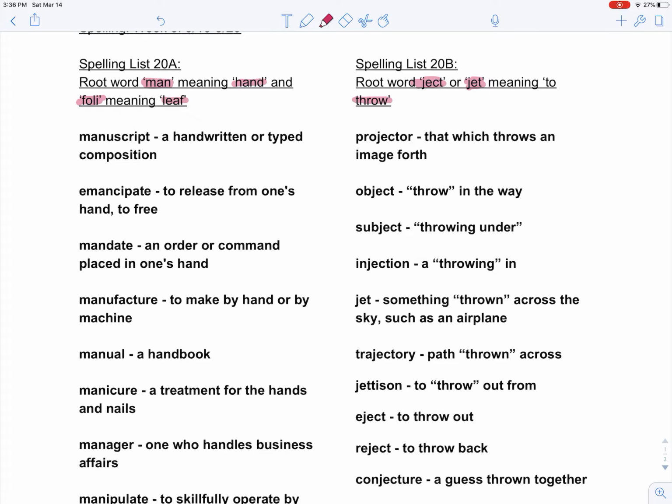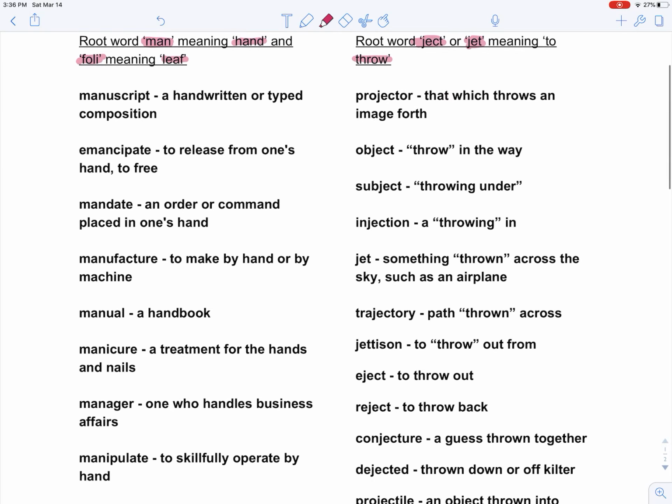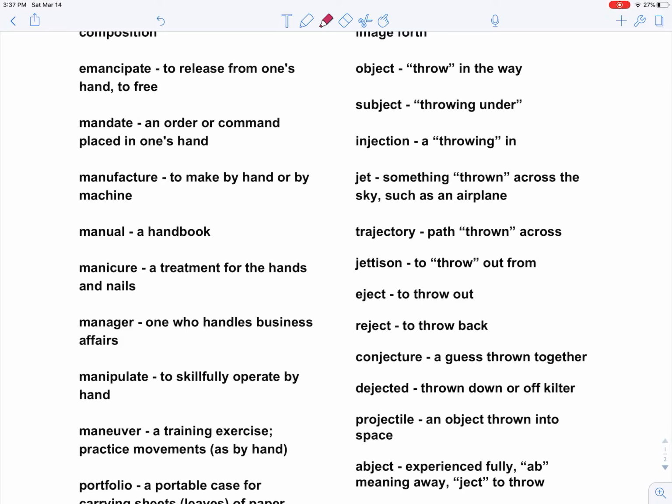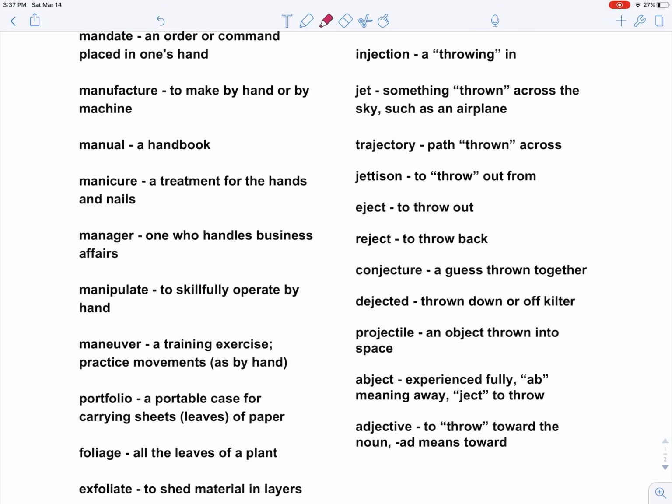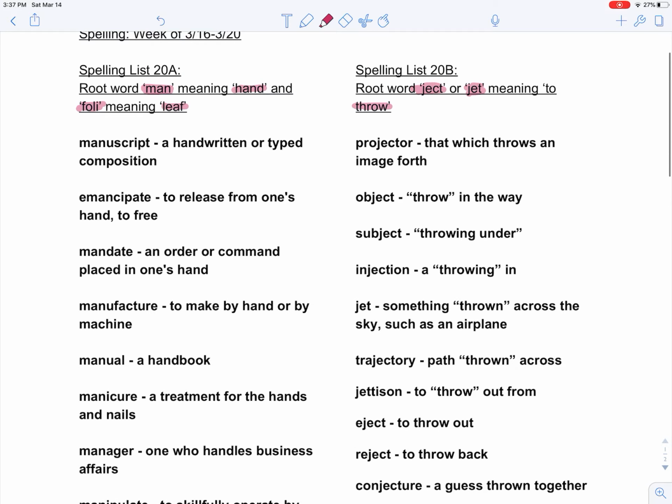Okay, on the other side, we have projector, object. Actually, in this case, we could also say object, subject, injection, jet, trajectory, jettison, eject, reject, conjecture, dejected, projectile, abject, and adjective.